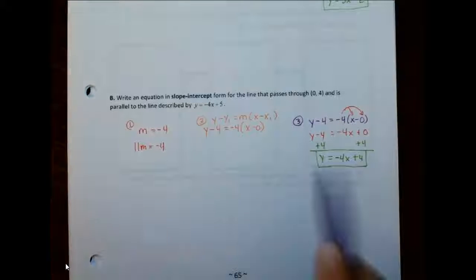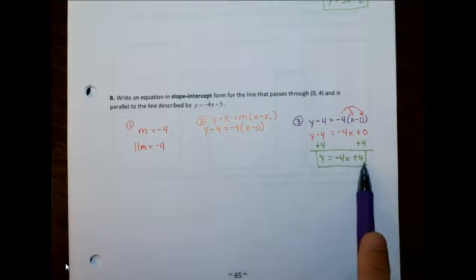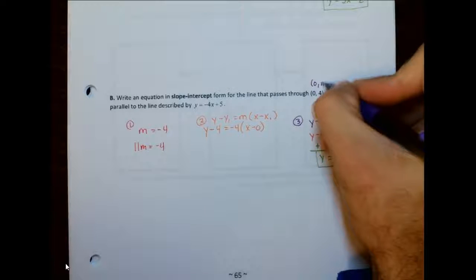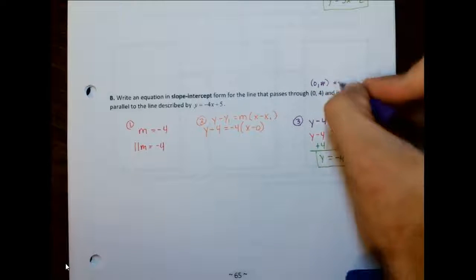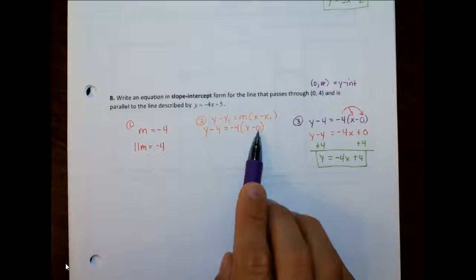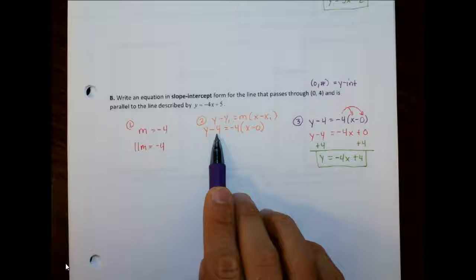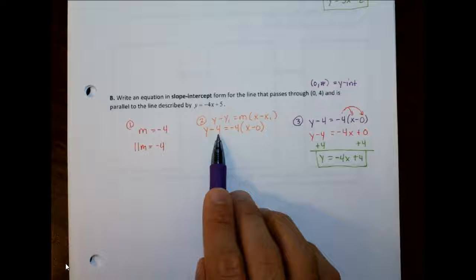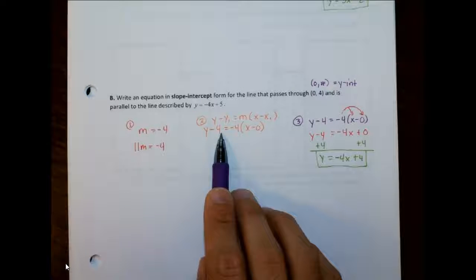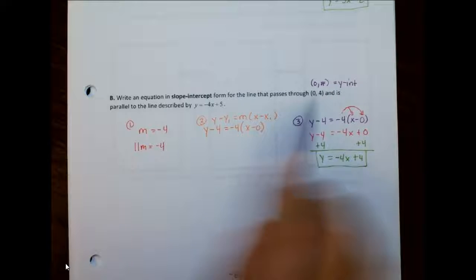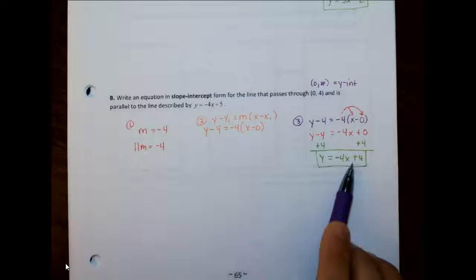For the you try B, you should have gotten y equals negative 4x plus 4. Remember, (0, any number) is your y-intercept. So doing all of this work where I substitute in 0 and negative 4, or the opposite of 4, is really more work than needs to be done. All I need to know is my parallel slope is negative 4, and this is my y-intercept, so I could have jumped right to this equation.